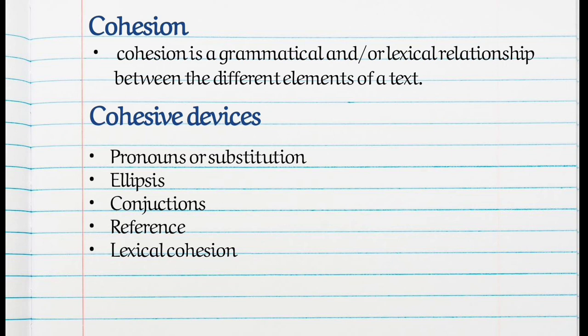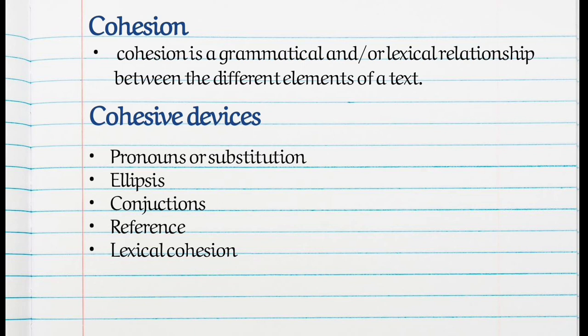There are actually a lot of cohesive devices or cohesive ties, but in this report, I will just give you 5 cohesive devices. The first one is the pronouns or substitution, the ellipsis, the conjunctions, the reference, and then the lexical cohesion. Now, what is pronouns or substitution? When we say substitution, it is a replacement of one linguistic item by another, or in other words, replacement of one word or phrase with another word or phrase. It is used to avoid repetition for a particular item.